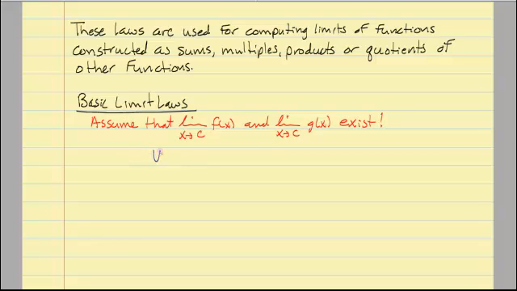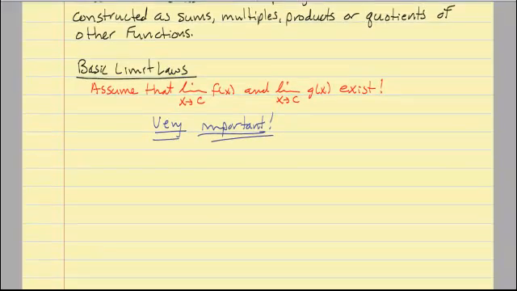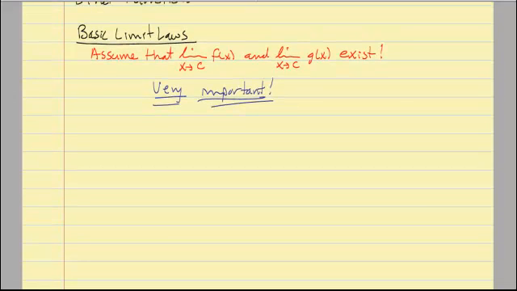This assumption is very important, and we need to keep it in mind, because sometimes we'll come across a limit that would be really easy to work with if these criteria weren't met, but they have to be met. So let's go ahead again and start looking at our basic limit laws. The first basic limit law that I want to look at is called the sum law.